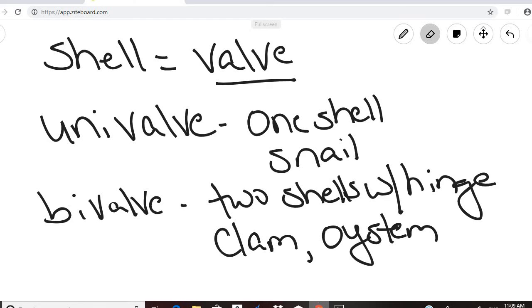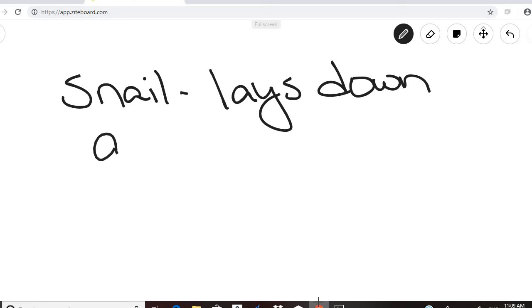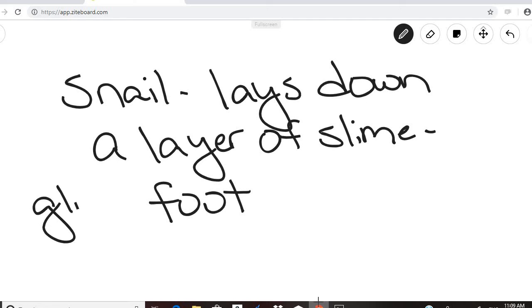When a snail moves, it lays down a layer of slime, and then it glides with its foot along that layer of slime.